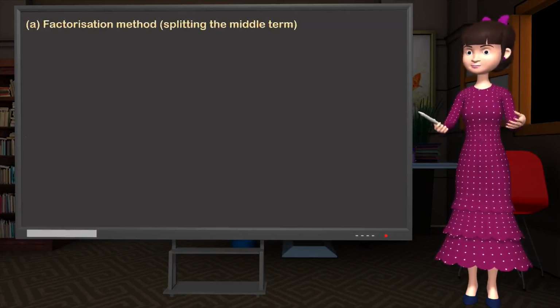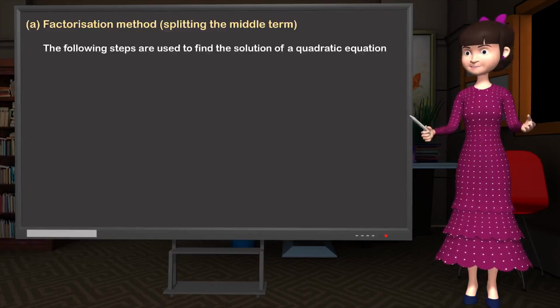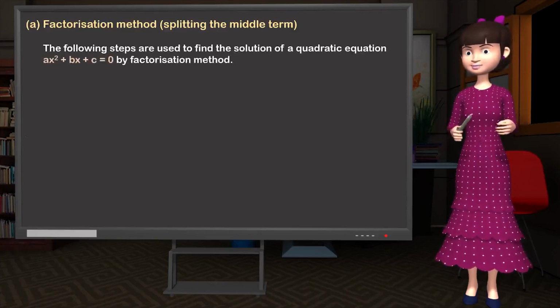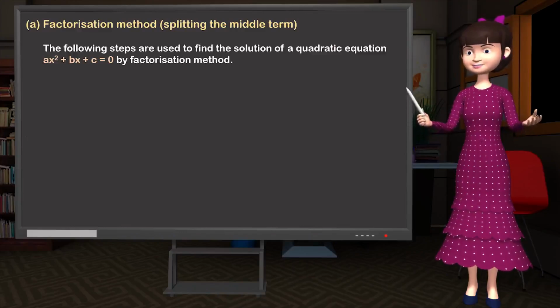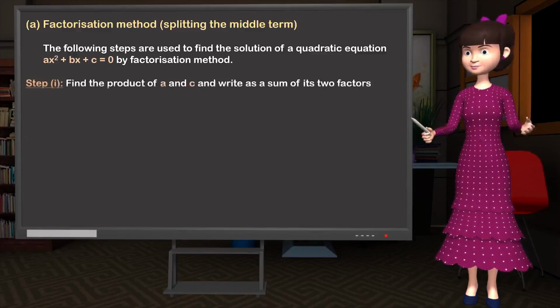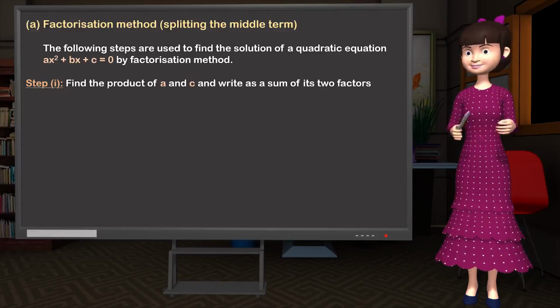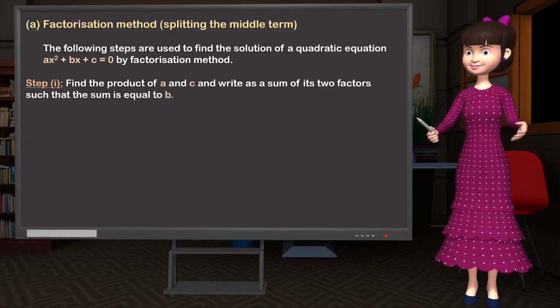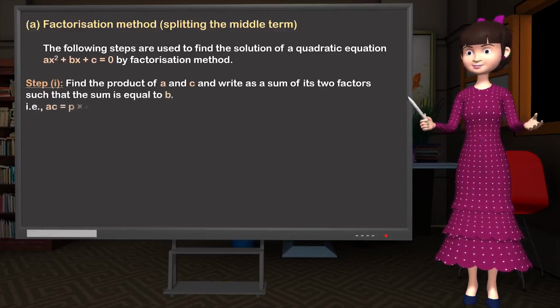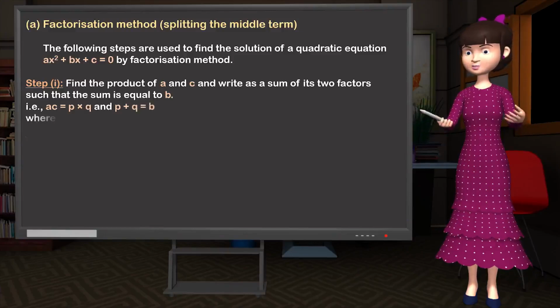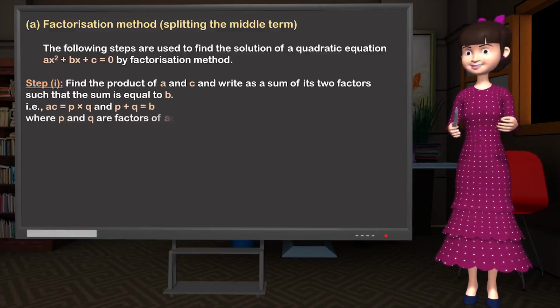A. Factorization method or splitting the middle term. The following steps are used to find the solution of a quadratic equation ax squared plus bx plus c is equal to 0 by factorization method. Step 1. Find the product of a and c and write as a sum of its two factors such that the sum equal to b, that is ac is equal to p into q and p plus q is equal to b, where p and q are factors of ac.